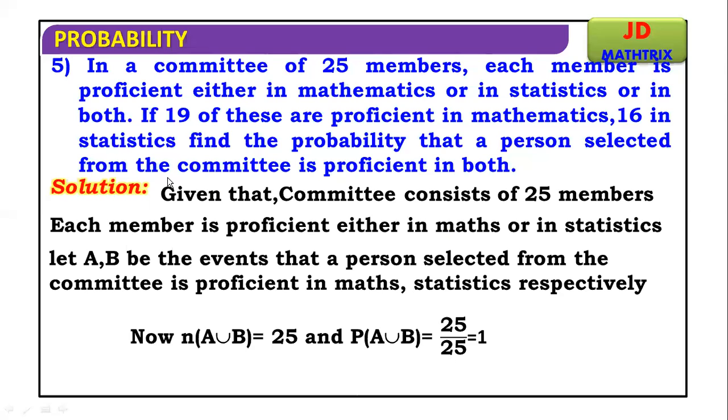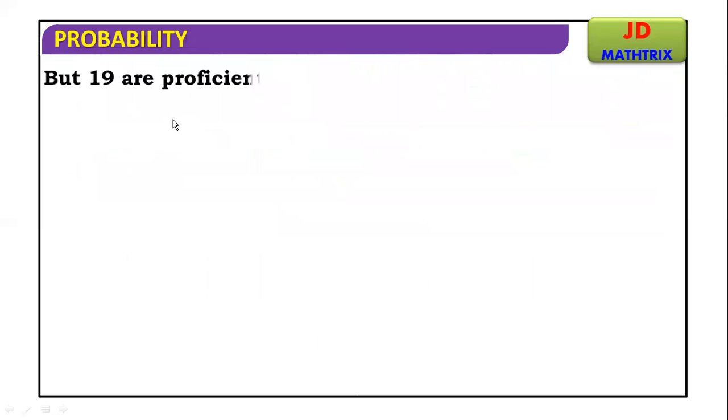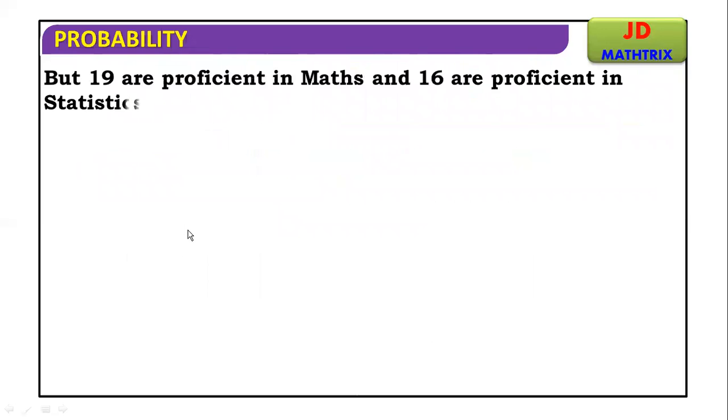Next one, 19 of these are proficient in mathematics. That means if a member is selected from the committee, the probability of getting a person who is proficient in mathematics is 19 by 25. But 19 are proficient in maths and 16 are proficient in statistics. Therefore, P of A equals 19 by 25 and P of B equals 16 by 25.